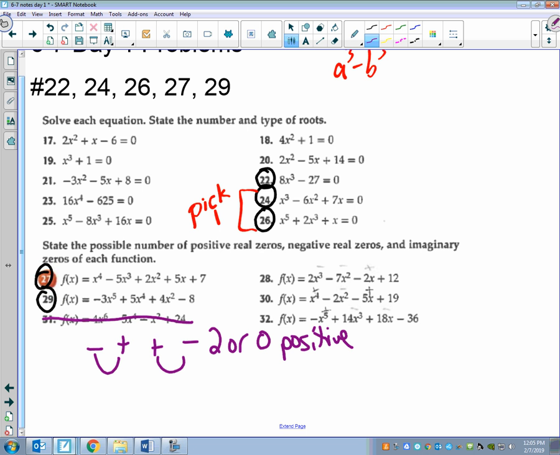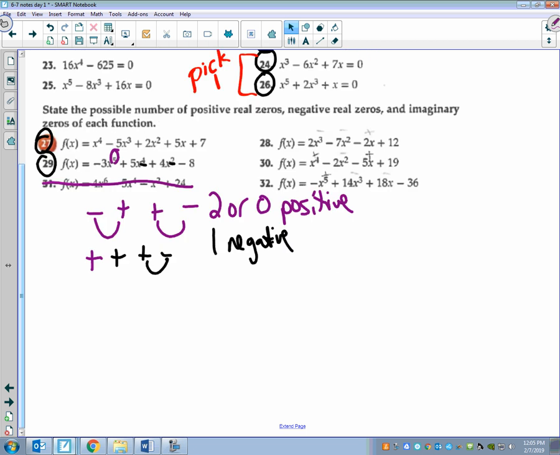And for the negative ones, every odd exponent will change, which in this one, 5 is the only odd one. So that's going to change from a negative to a positive. But all the rest of them are even. But the constant can't change. So it stays a negative 8. And that one only changes 1 time. So that would be 1 negative.